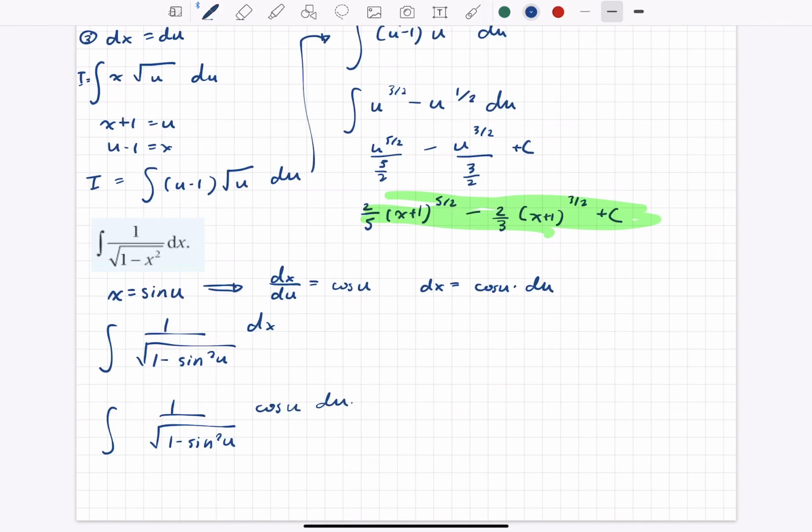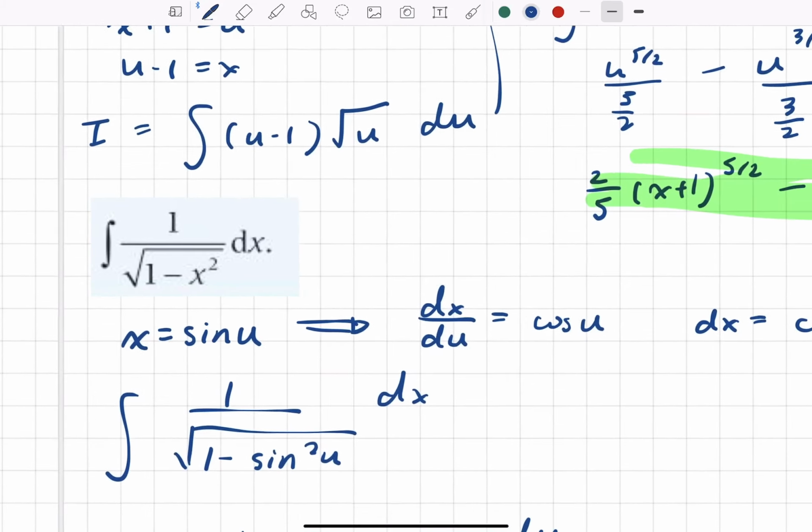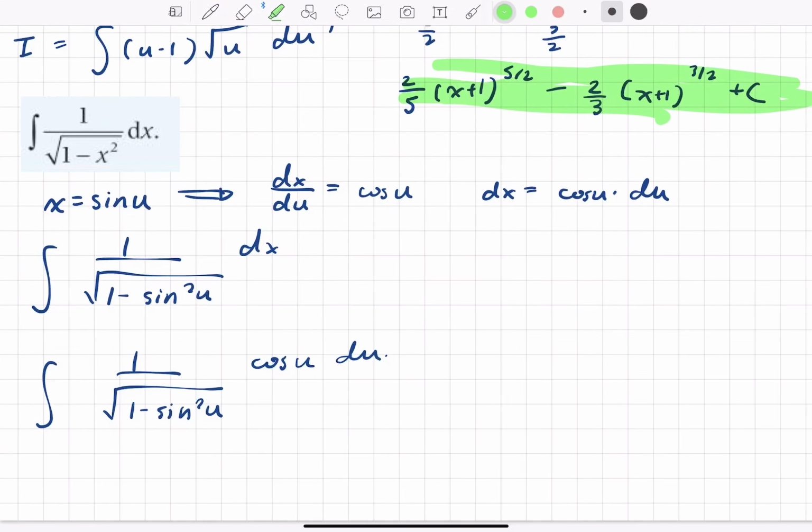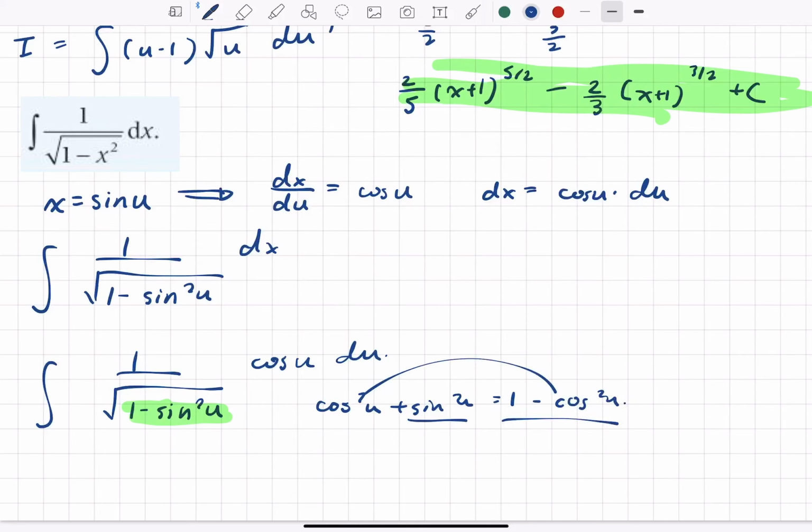Now, why did I pick sine u out of all things to be x? Well, that's because when you take x squared and, of course, plug in sine u, you get sine squared u. But notice, this is a very well-known identity. By the Pythagorean identity, it's just going to be cos squared u, right? Because cos squared u plus sine squared u is equal to 1. So, oh, sorry, the other way around: cos squared u is equal to 1 minus sine squared u, and so this is equal to this.